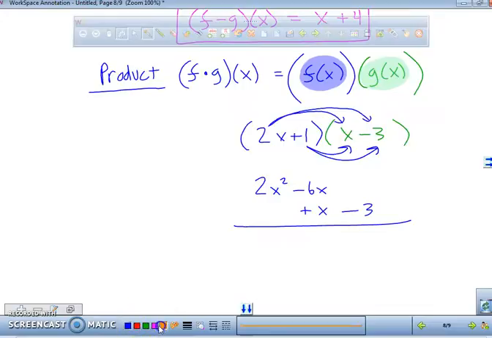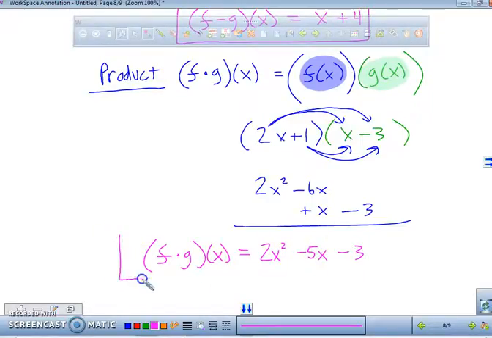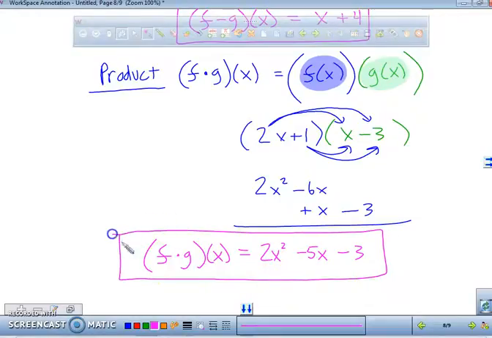And here is our final answer for the product. What is f times g of x equal to? You got it. That's it. That's your product between the two functions. So when you have a product between two functions, you just have to simply multiply them together. Whatever the functions are, multiply them together. In this particular case, we had to use the FOIL method to do it.